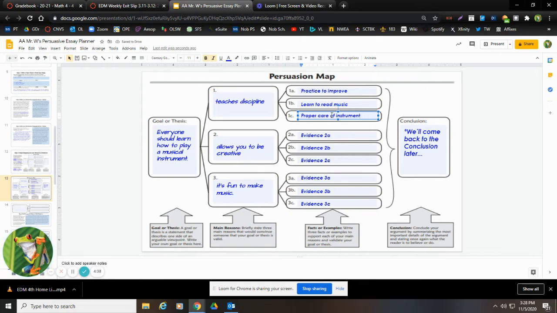Musical instruments are sometimes delicate. Some musical instruments are very expensive. Some musical instruments take a lot of care to maintain. So becoming a violinist or a pianist or a guitarist requires you to know how the instrument is put together and how to care for it properly, okay? So those are 3 reasons that are specific to the idea of discipline.